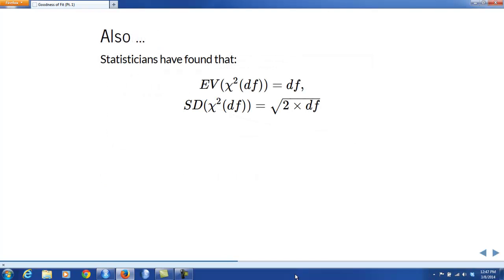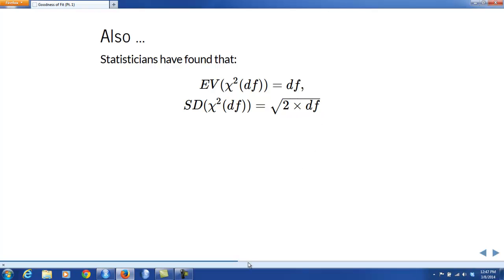Statisticians have found out a couple of other things too. Since chi-square random variables are random variables, they have expected values and standard deviations. And it turns out that for a chi-square random variable with a particular degrees of freedom, the expected value is exactly that degree of freedom. The standard deviation for such a chi-square random variable is the square root of twice the degrees of freedom.